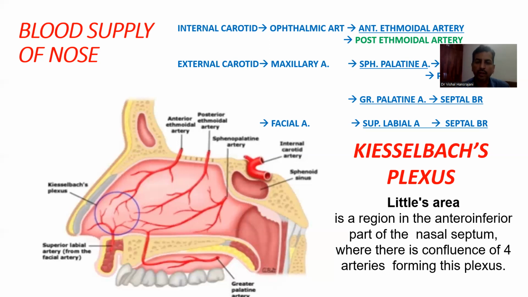The external carotid gives another branch, the facial artery, which supplies the nose via the superior labial artery and through its septal branch. There is a plexus of four arteries in the anterior part of the septum, known as Kiesselbach's plexus, and this area is known as Little's area. It is the region in the inferior part of the nasal septum where there is a confluence of four different arteries forming the plexus, and it is the most common site of bleeding from the nose.